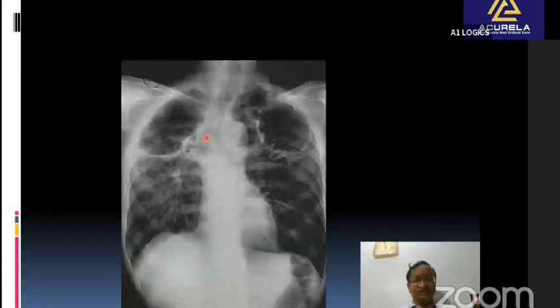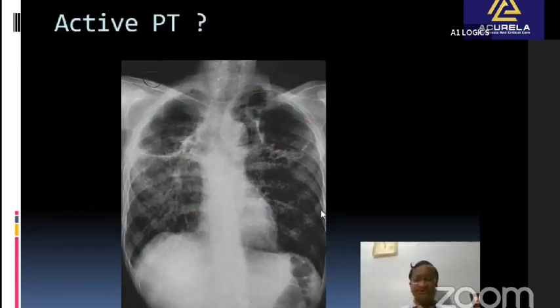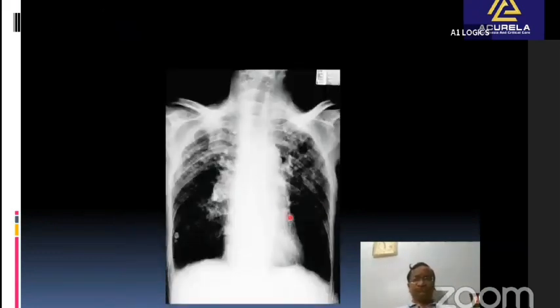Now you see the trachea is pulled like this. Mediastinum is irregular. Big cavity here, lot of infiltrates. Here also there is one cavity. Yes, it looks like an active tuberculosis. Here you can see this. It doesn't look like it.